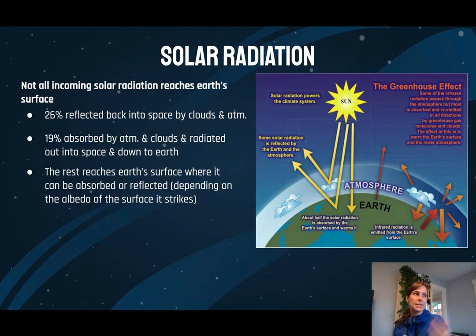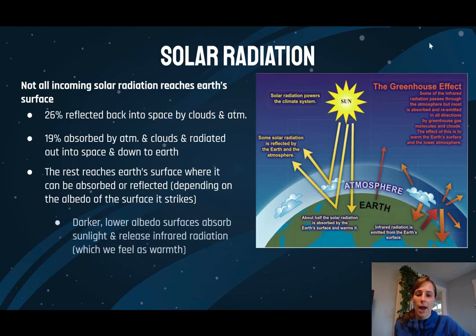Now, we do not see this radiation. It's at wavelengths that we can't see, but it is going to be something that you feel with warmth. So when you feel warmth, think about how that's the radiation that made it through our atmosphere. Now, as it gets to the surface, again, albedo is going to depend whether it's absorbed or reflected. So remember that the darker and lower albedo surfaces absorb sunlight. Think of asphalt, that's going to be absorbing more than snow, which is light, it's going to reflect it.